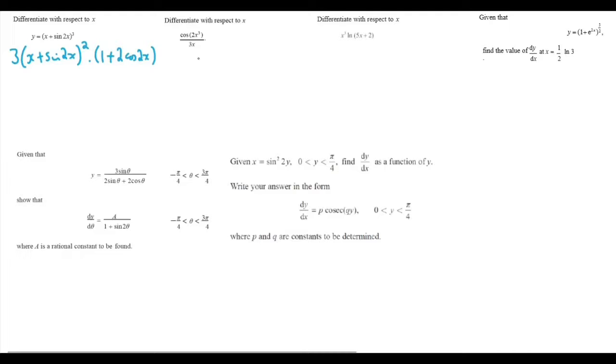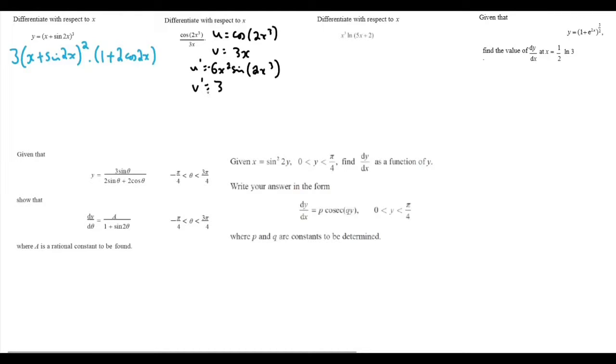For the second one, we now have differentiate cos of 2x cubed over 3x. Because this is a fraction, we now have the quotient rule. So we should start off by identifying our u and our v. The u is going to be the cos of 2x cubed, and the v is going to be the 3x. u dash, therefore, is going to be, so the differential of this bracket will be 6x squared, and then cos becomes minus sine of 2x cubed. Beneath that, v dash, that's just going to become 3.